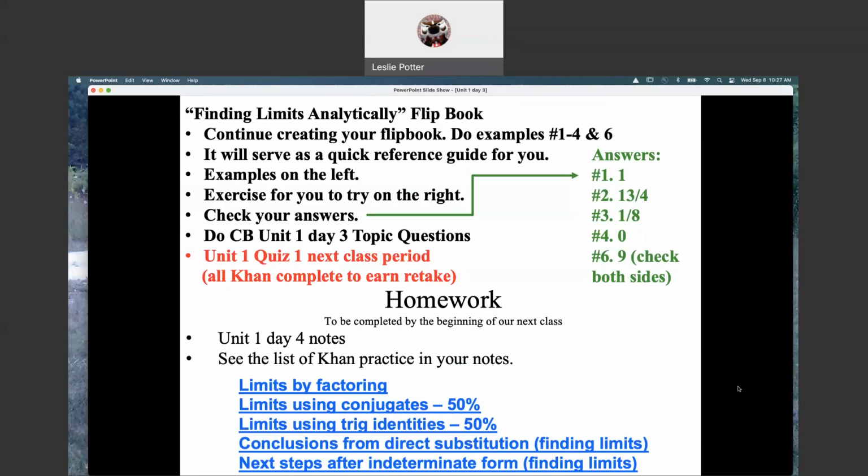All right. So go ahead and jump in with a partner and crank out the foldable. I'll come around and just kind of check in with you.